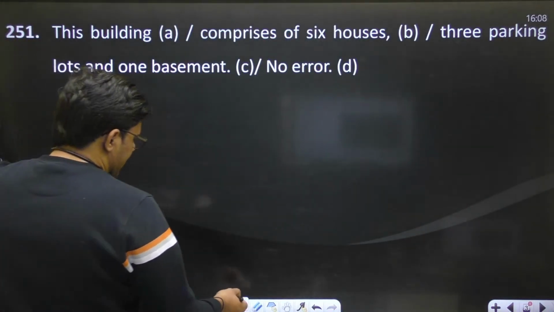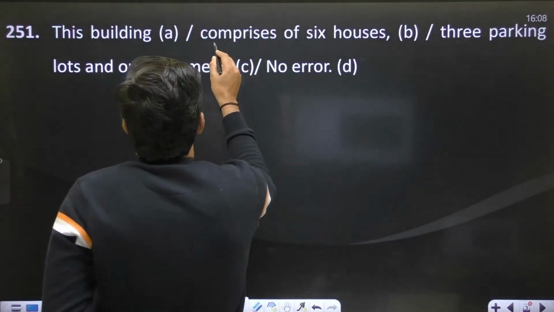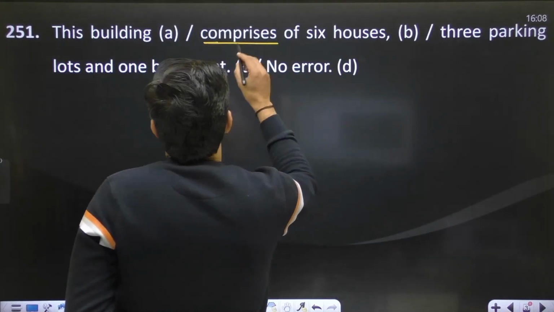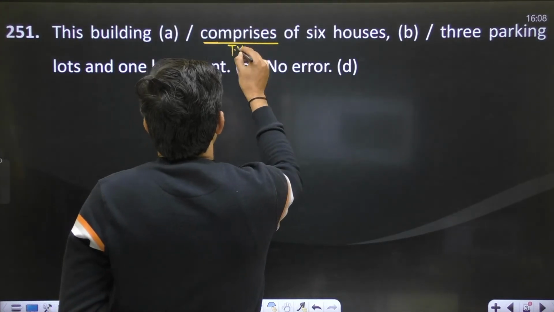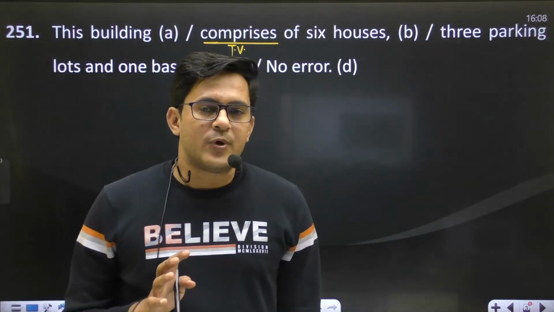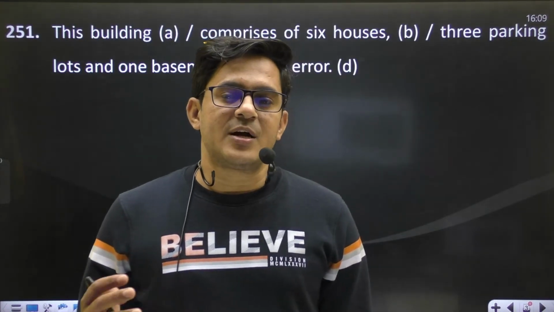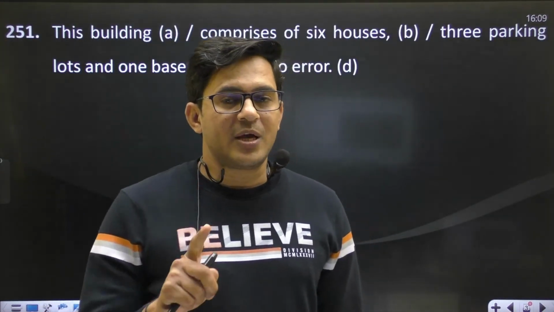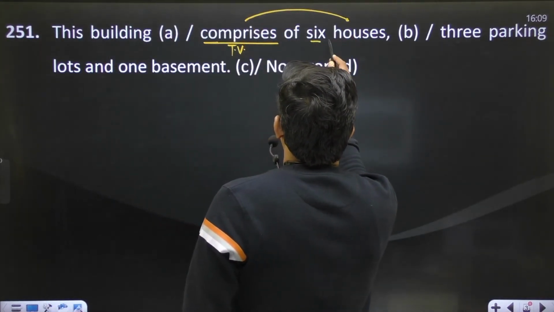As you know very well, I told you in the chapter on prepositions, or in the verb chapter, that comprise is always a transitive verb, right? Transitive verbs are those which have an object. Transitive verbs always have an object, and intransitive verbs are those which don't have any object. So make sure transitive verbs are always followed by an object.